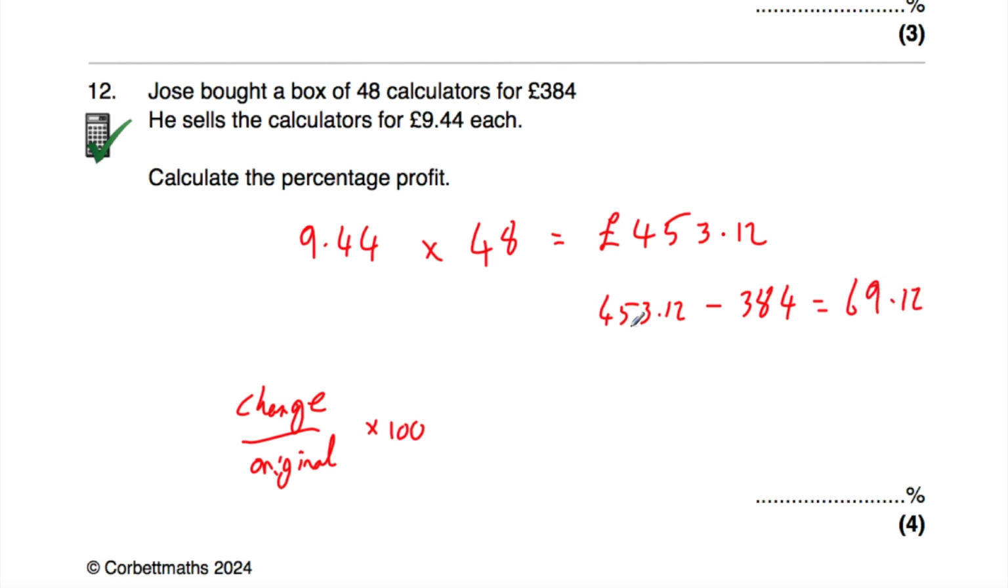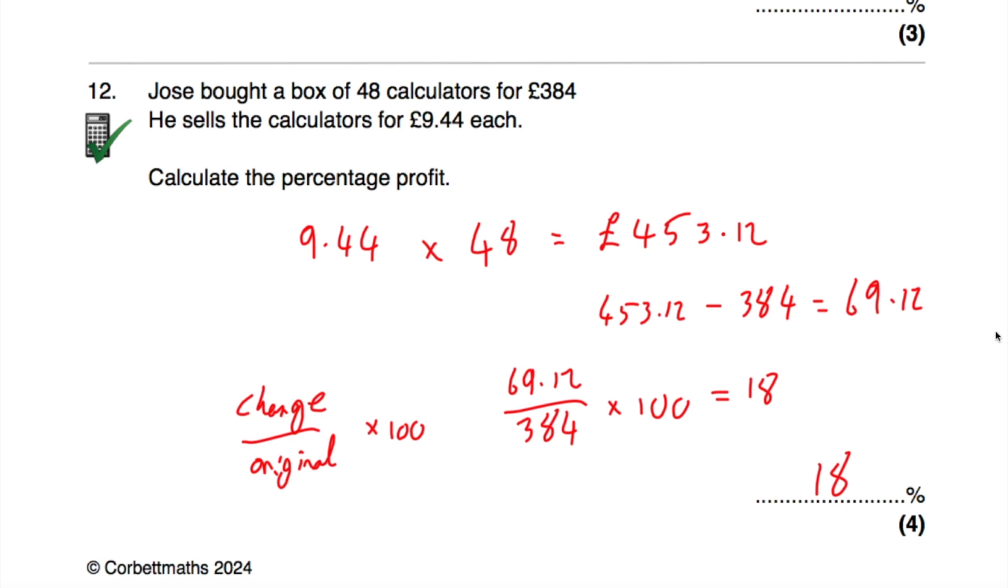So that means the change, what it's gone up by, is £69.12. So that's going to be the change, £69.12, divided by the original, that's what he bought them for, £384, times 100. And if we work this out, that'll help us find the percentage profit. So 69.12 over 384 times 100 is equal to 18. So that means that the percentage profit is 18%, and that's it.